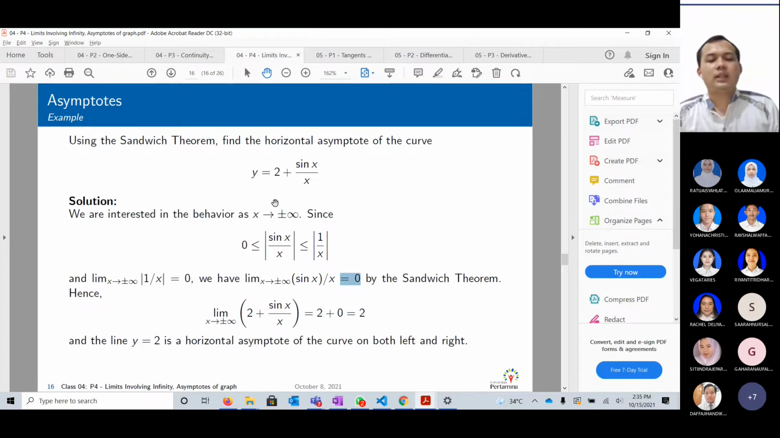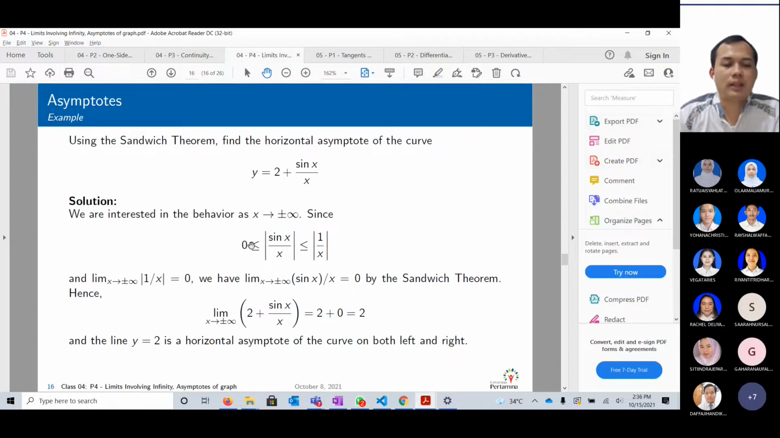Jadi di sini kita menggunakan teorema sandwich untuk menghimpit sin x per x dengan 0 dan 1 per x, nilai mutlaknya. Kemudian berdasarkan sandwich theorem, kalau kita tahu nilai limit yang penghimpitnya, yang sebelah kiri dan sebelah kanan, dan kalau nilai limitnya sama, maka nilai limit yang di tengah ini, sesulit apapun fungsinya, itu kita tahu nilainya.